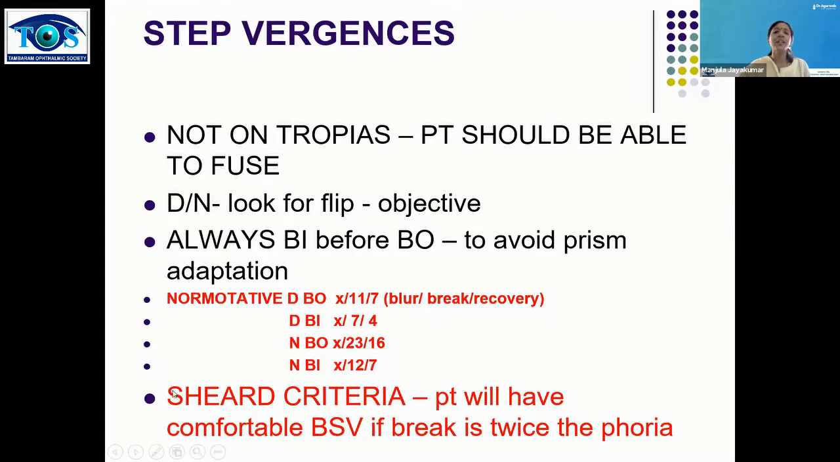And there is something called Sheard's criterion, which you have to understand. A patient will have comfortable binocular single vision only if the break point is twice that of the phoria. You have a patient with a phoria of, let's say, 10 prisms. The break point should be 20 prisms. Only then the patient will have comfortable binocular single vision. These are small points which will help you understand whether your patient is having a binocular vision abnormality.